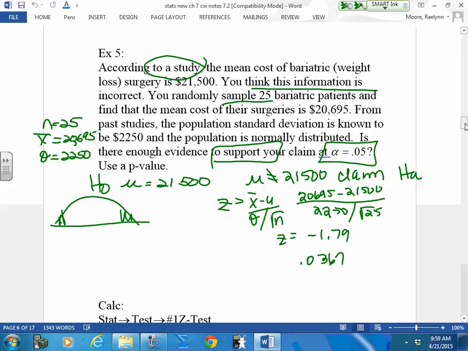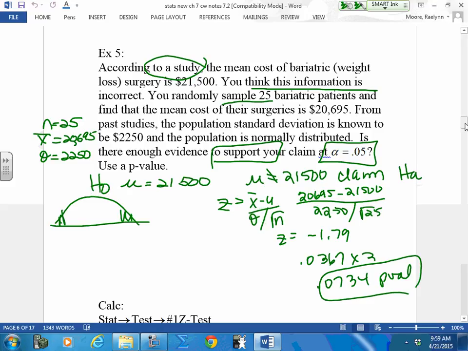Now, this is two tails. What do we do with the two tails? Double it. Good. We're going to multiply this by 2. So you're going to double this. So here is your new p-value. This is your p-value. Good so far?